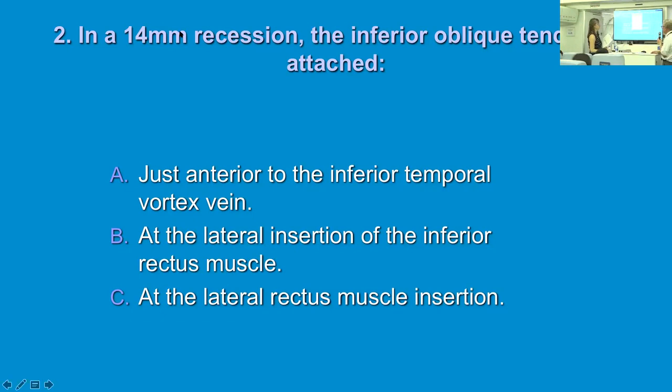So in a 14 millimeter recession, the inferior oblique tendon is attached where? Where do you attach it? Answer A is just anterior to the inferior temporal vortex vein. B is at the lateral insertion of the inferior rectus muscle, or C at the lateral rectus muscle insertion. And what do we think the answer is here?